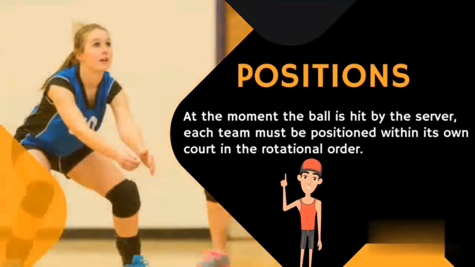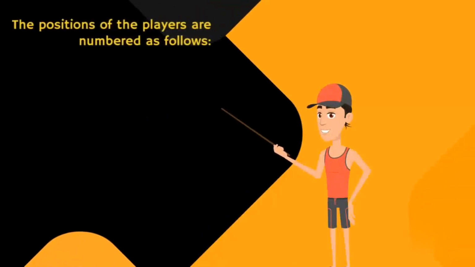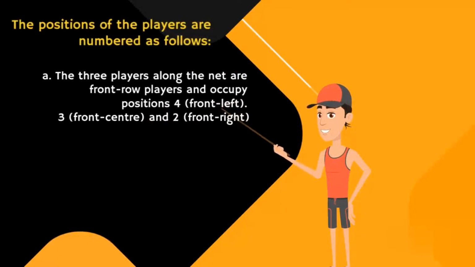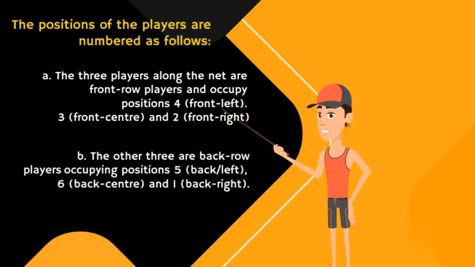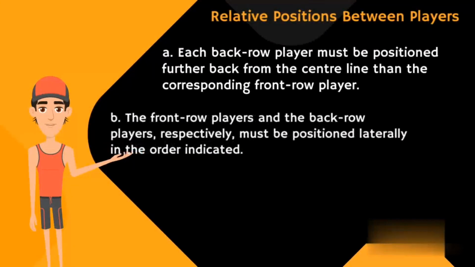Positions. At the moment the ball is hit by the server, each team must be positioned within its own court in the rotational order. The positions of the players are numbered as follows. The 3 players along the net are front row players and occupy positions 4 front and left, 3 front and center, and 2 front and right. The other 3 are back row players occupying positions 5 back and left, 6 back and center, and 1 back and right. Relative positions between players: each back row player must be positioned further back from the center line than the corresponding front row player.